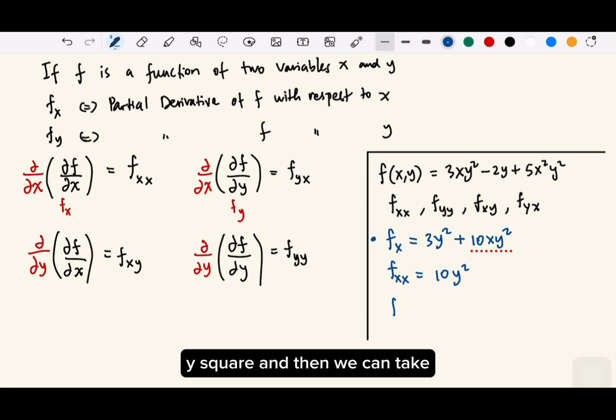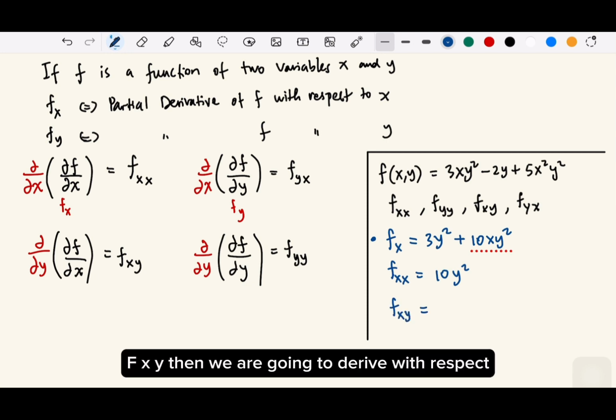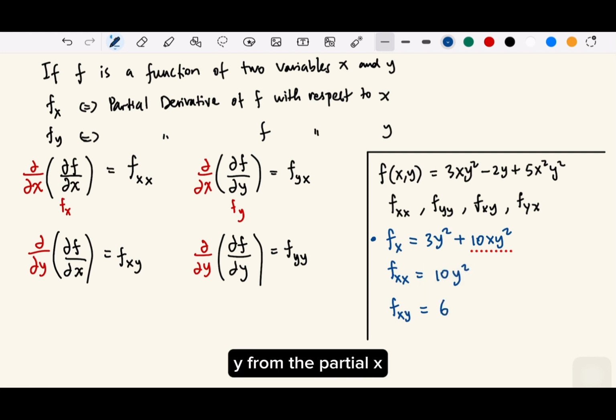And then we can take f x y, where we derive with respect to y from the partial x. So this will be 6y plus 20xy, okay?